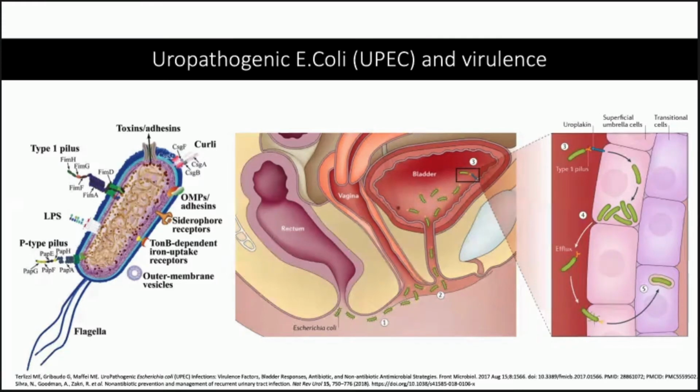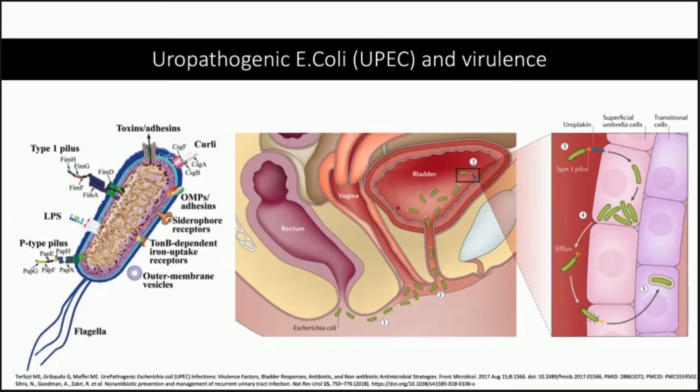So the infectious process starts with UPEC colonization of the vaginal and periurethral areas. Then colonization of the urethra will occur before the bacteria ascends into the bladder. And then the type 1 pilus present on the bacterial surface, as we discussed, will adhere to the uroplakin 1A that is noted on the superficial umbrella cells of the bladder epithelium, and that will lead to bacterial internalization.